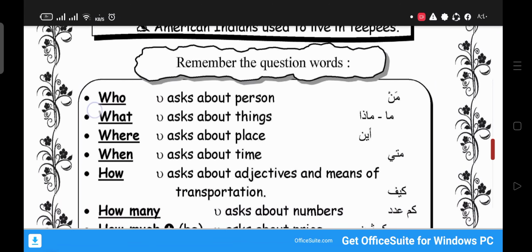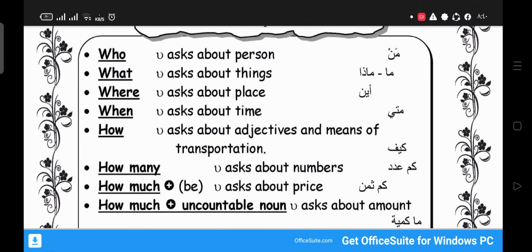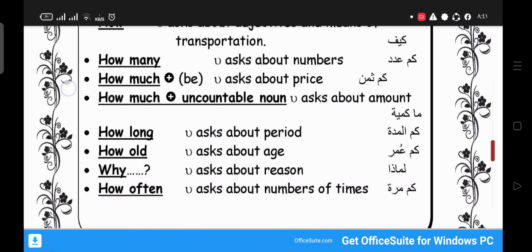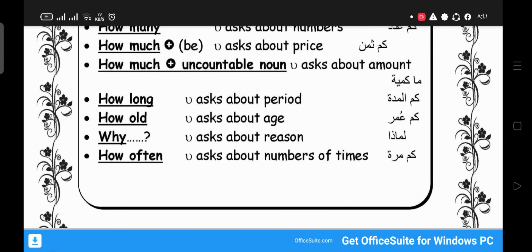Let's remember the question words. Who asks about person, what asks about things or verbs. Where asks about place, when asks about time, how asks about adjectives and means of transportation. How many asks about numbers, how much plus verb to be asks about price, and how much plus uncountable noun asks about the amount of the thing. How long asks about the period of time. How old asks about age. Why asks about reason. How often asks about number of times.